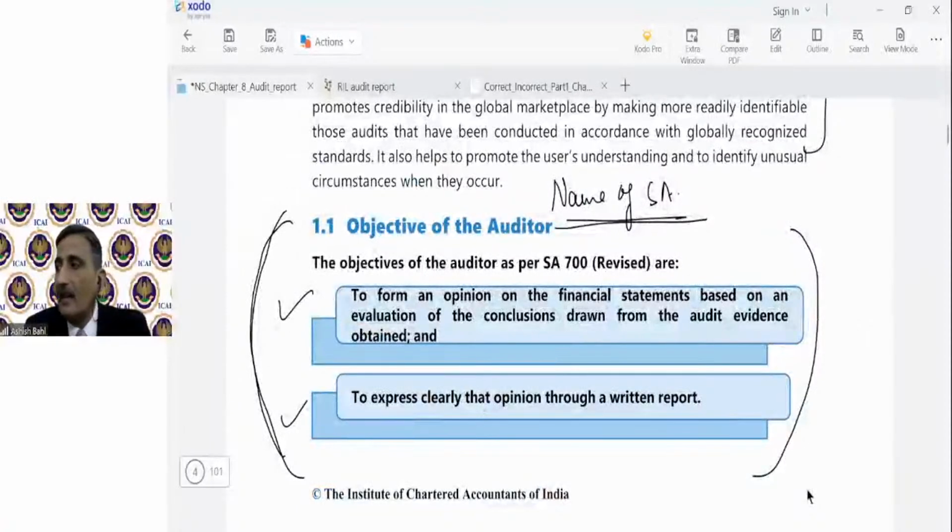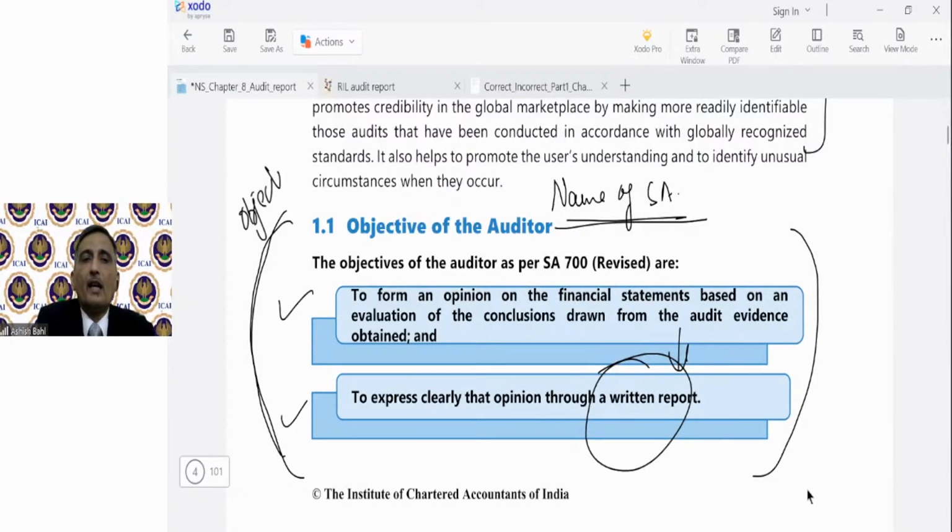SA 700 deals with the auditor's responsibility to form an opinion on the financial statements on the basis of evaluation of conclusions drawn from the audit evidence obtained, and to express that opinion through a written report. So these are the objectives of the auditor as per SA 700. Is that clear to you, students?